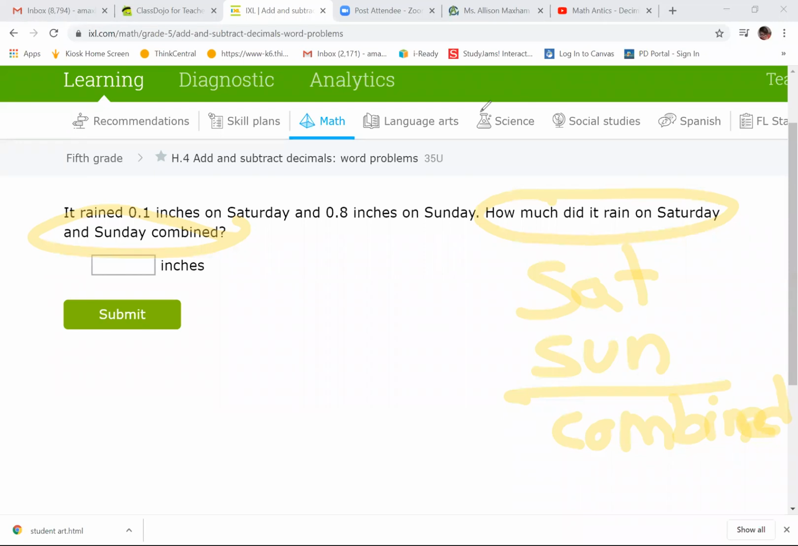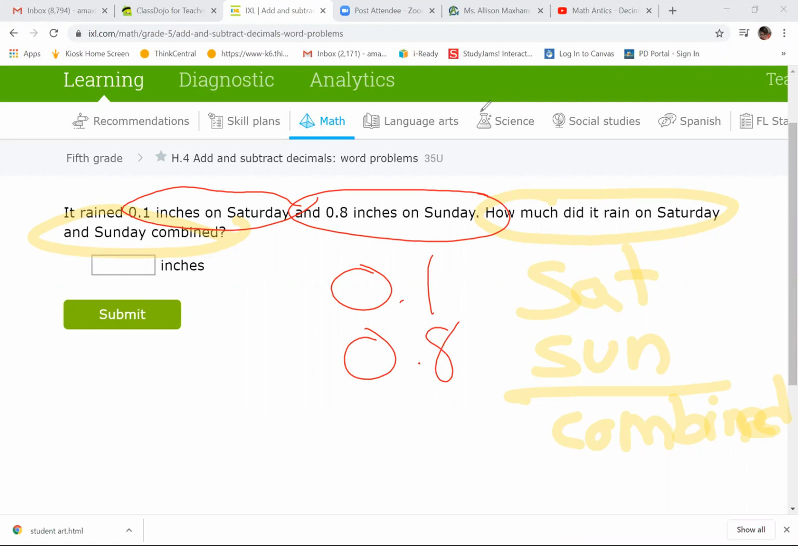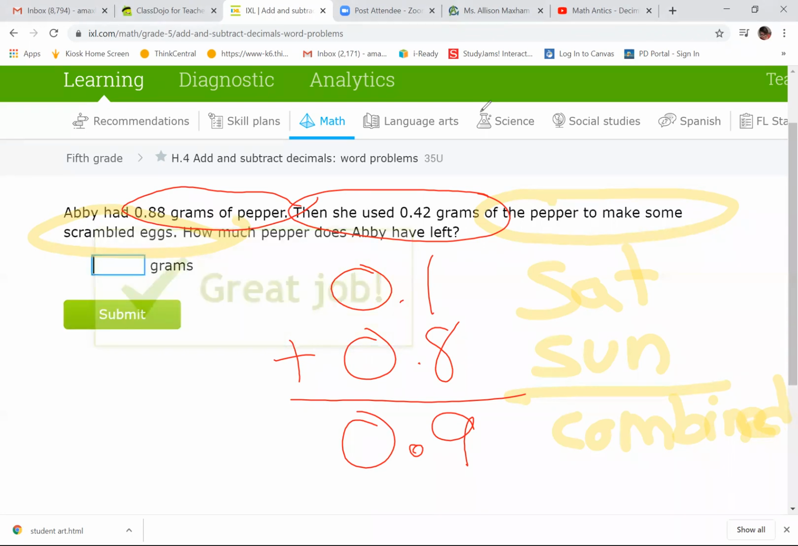All right, so we need to add Saturday. Which one is Saturday? Here it is. 1/10 on Saturday. And we need to find Sunday. Here it is. 8/10 on Sunday. Now what's the combined amount? Well, 8 plus 1 is 9. 0 plus 0. So is my answer 9 inches? No, because remember I have to bring down that decimal, right? So it's going to be 0 and 9/10 inches. Perfect.